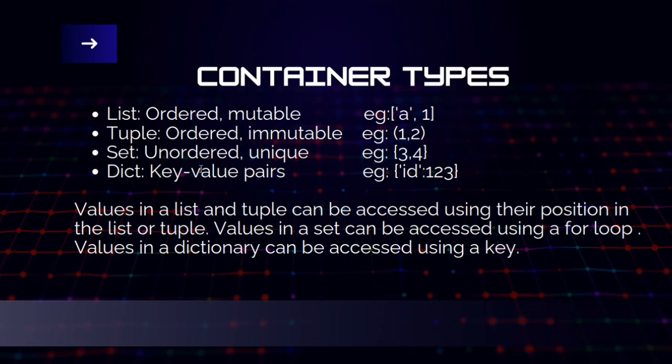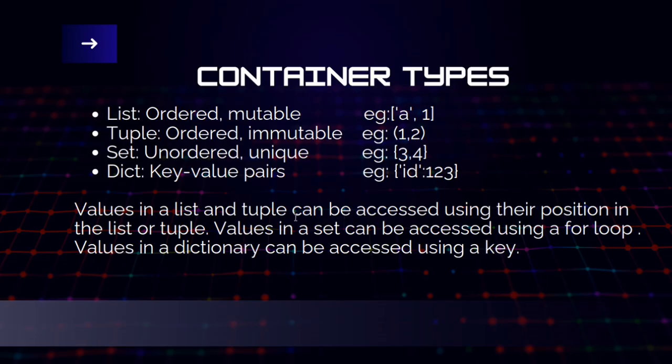Set is an unordered collection of unique values. For example, in curly braces 3 and 4. Dictionary is a collection of key value pairs with unique keys enclosed within curly braces. This is the key and this is the value, separated by a colon.